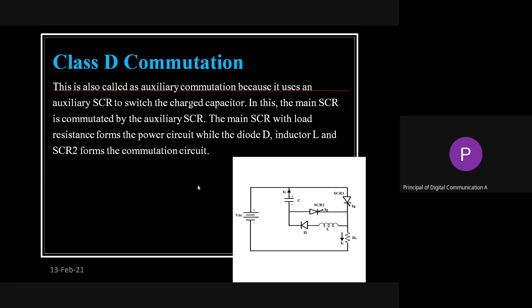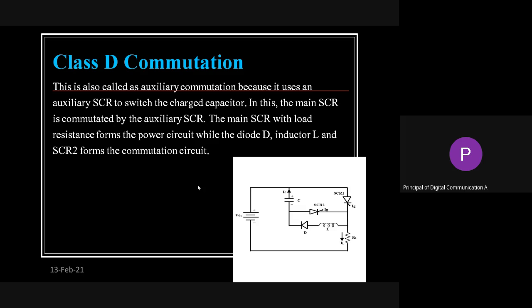The main SCR with load forms the power circuit, while the diode D, inductor L, capacitor and the SCR2 form the commutation circuit. Capacitor is there in both. त्याच्यामुळेच तर चार्जिंग आणि डिस्चार्जिंग होतंय आणि डिस्चार्जिंगच्या वेळेस तो रिव्हर्स व्होल्टेज तयार करतोय की जे SCR टर्न ऑफ करायला मदत करते. So this is the scenario for class D commutation.